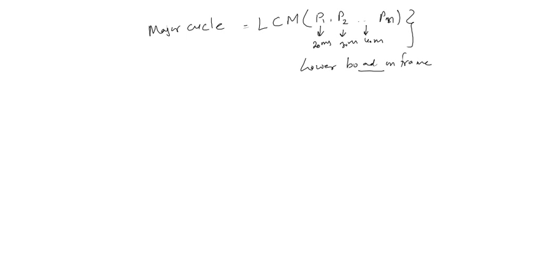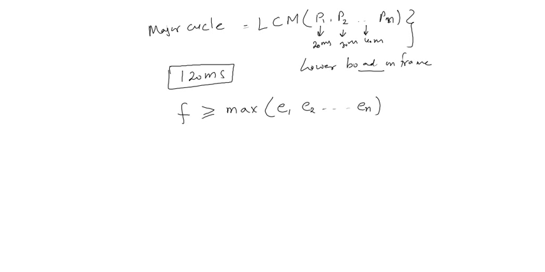Okay, this is for the major cycle, and your frame must be an integral multiple of that, right? So what could the frame be? 120 milliseconds is your major cycle, so you can take any integral multiple of that. But it should be larger than the execution time of any task in the given major cycle, right? So the frame size F must be greater than the maximum of E1 to En, where E1 to En are the execution times of all the tasks.